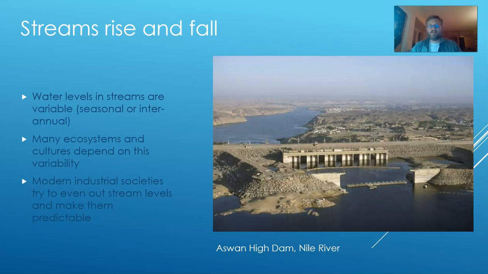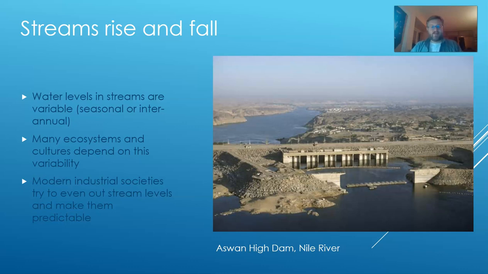So if we put this principle into the context of hydrology, since that's our current area of focus, water levels in streams are also highly variable. They go up and down on seasonal cycles. They have variation between years in the height of stream flow. And many ecosystems and cultures actually depend on this variability, that there are important elements of ecosystem processes that occur when streams get unusually high or unusually low, and cultures adapt to make use of those changes.